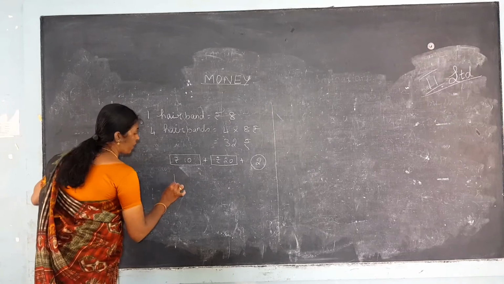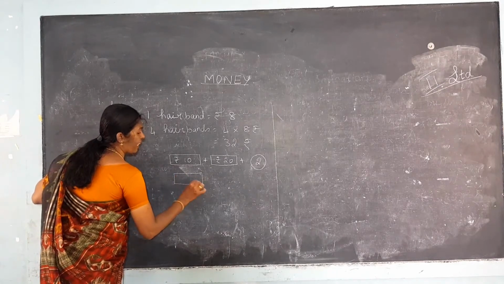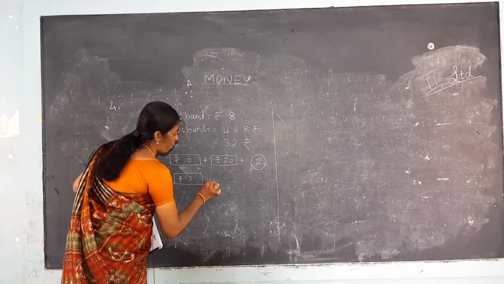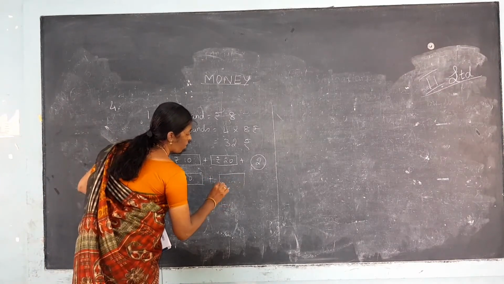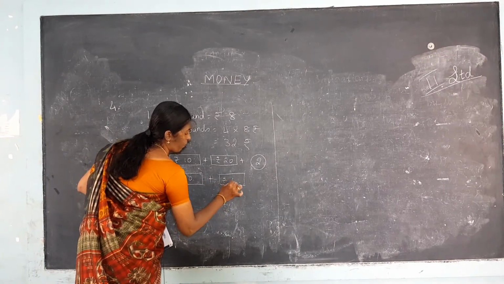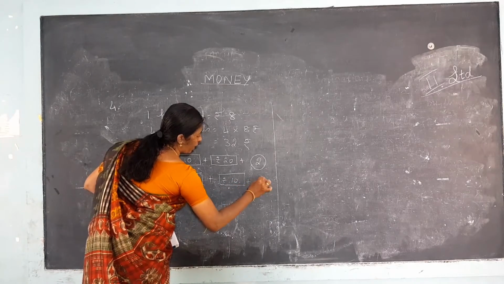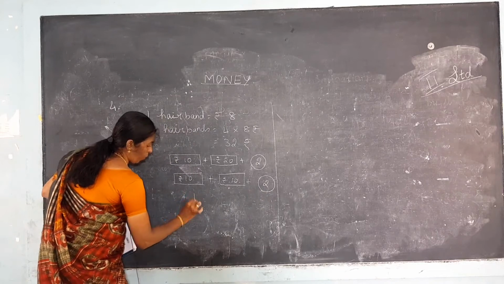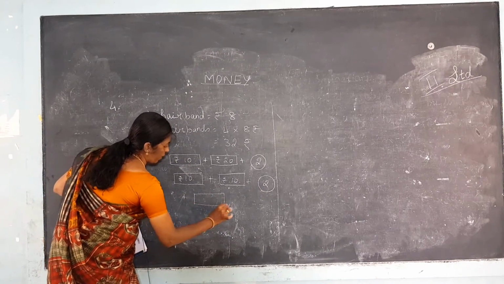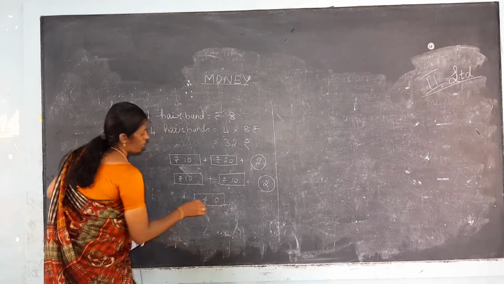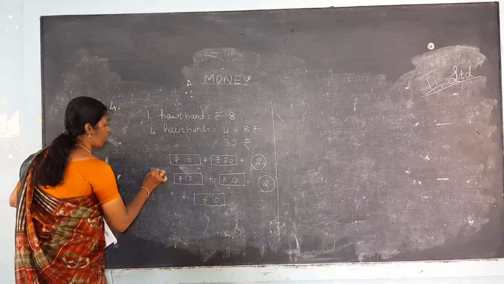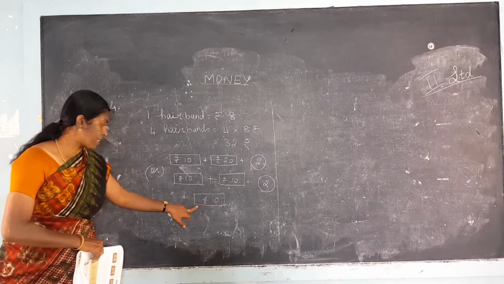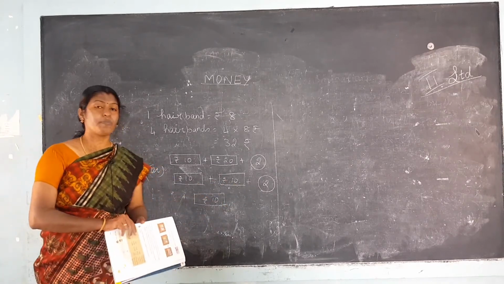Here we say 10 plus 10. We can take anything. Here also 10 rupee, here also we are taking 10 rupee, and here 1 2 rupee coin, and here 1 10 rupee. Just to add it here: 10 plus 10 plus 10 is 30, 30 plus 2 is 32.